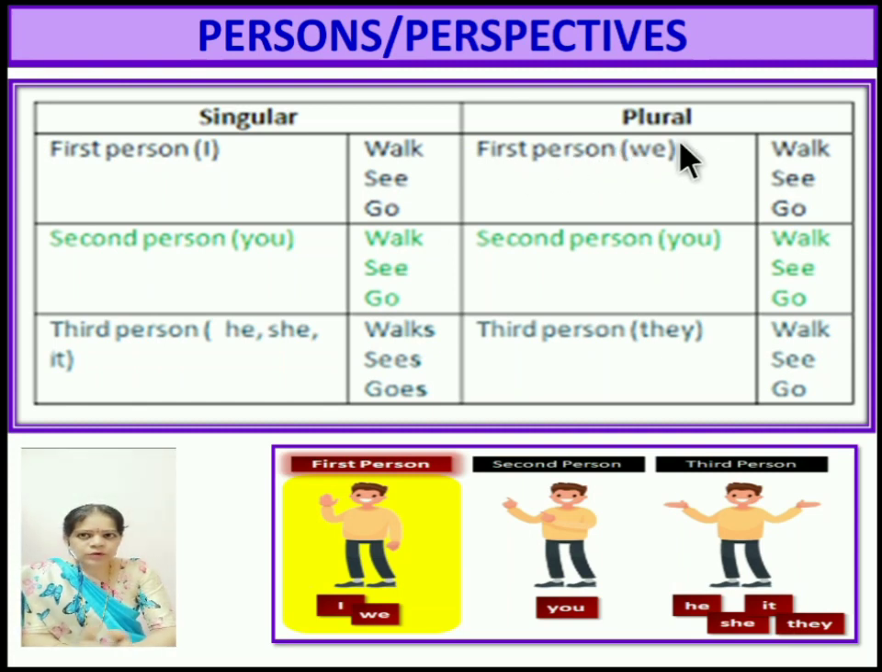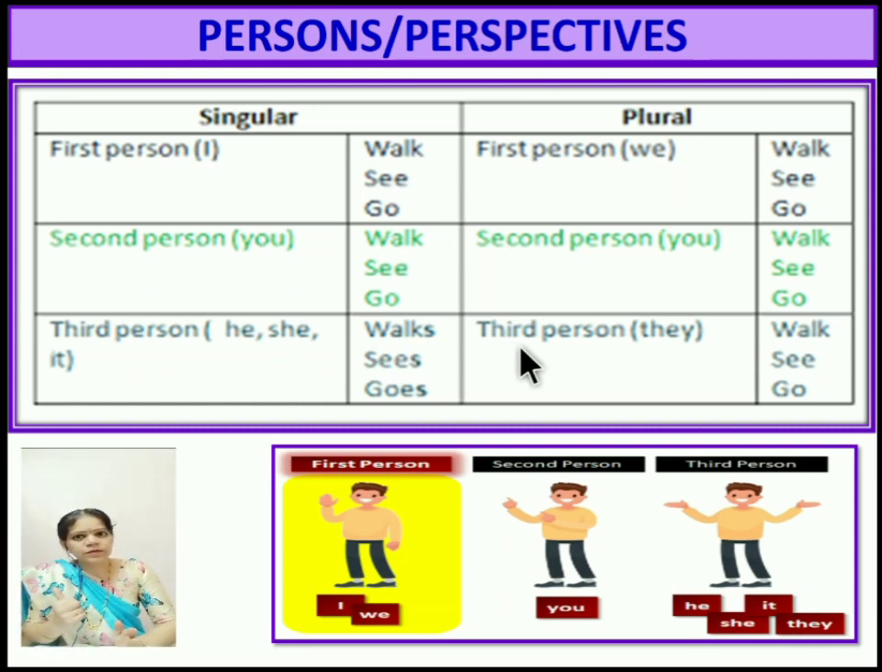First person is plural, so I have to be there, I must be there. So plural: we walk, we see, we go. Second person: you walk, you see, you go. There's no difference over here. It stays the same as in singular. This applies only to the present simple or present indefinite tense.